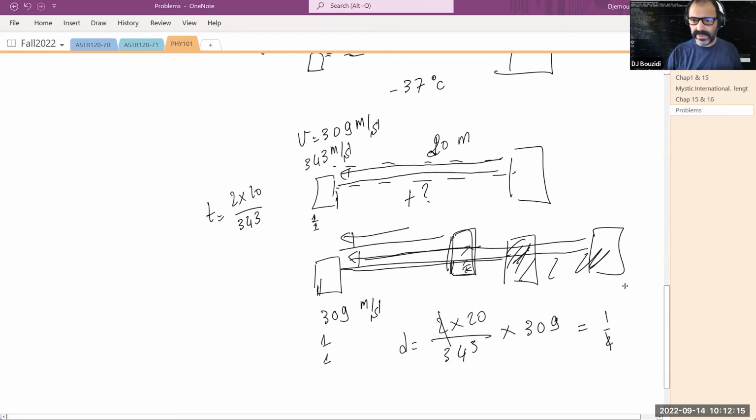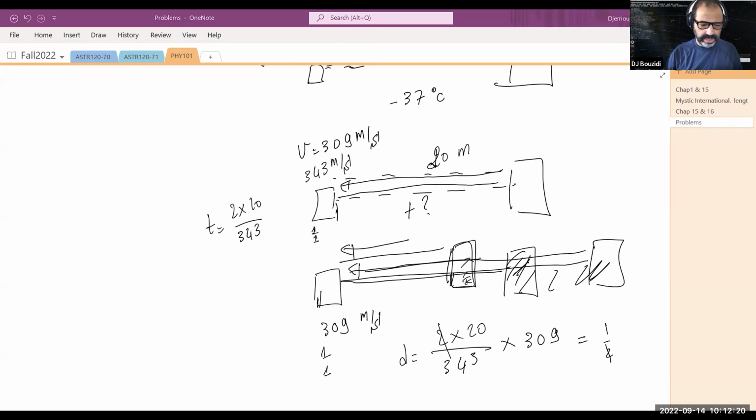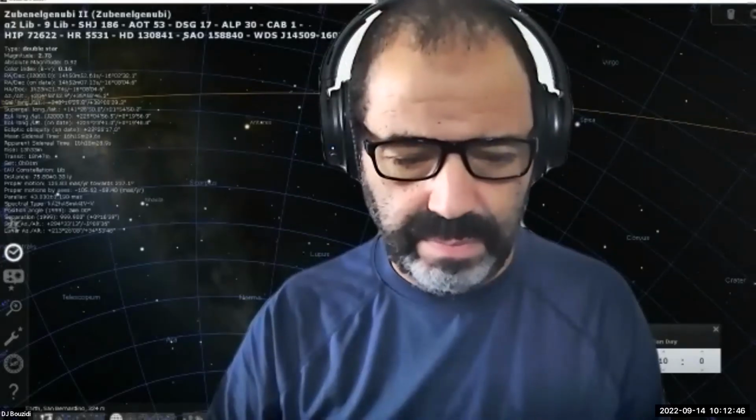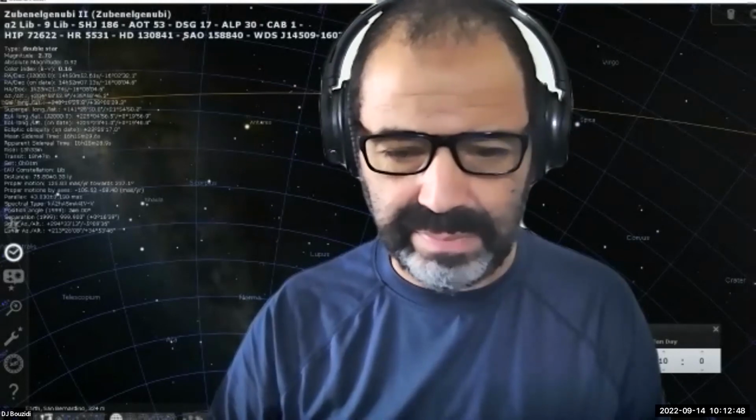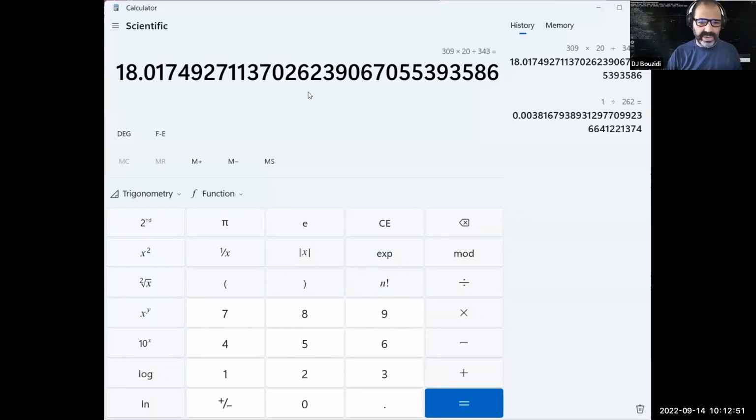Do I still have my calculator here for some reason? This one is. Okay. Let me do the numbers. So I have 309 times 20 divided by 343. So the answer is only 18 meters. Okay, so that's the correct answer, 18.01 meters. Again, if I do the calculation here, let me share the calculation again, so that we have the same level. So this is what the calculator is giving me.